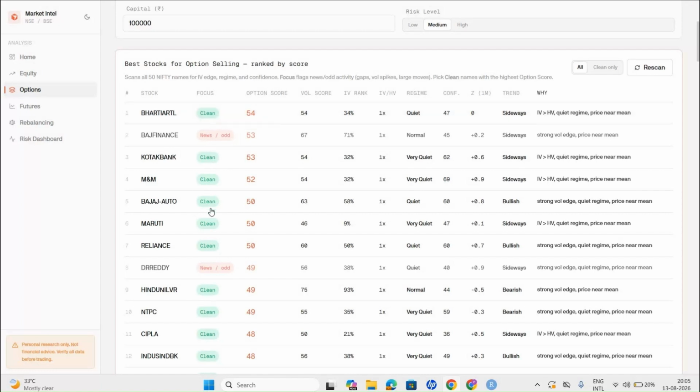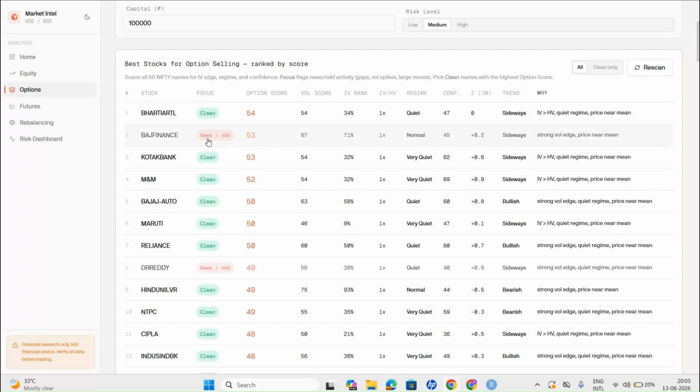So this focus column is basically key to the idea that this particular stock is in the news, or some of the things are not in your favor. So here you can see Bajaj Finance is in the news. Maybe there must be some news. So whether you want to touch those stocks or not, it's based upon you. It totally depends upon you.